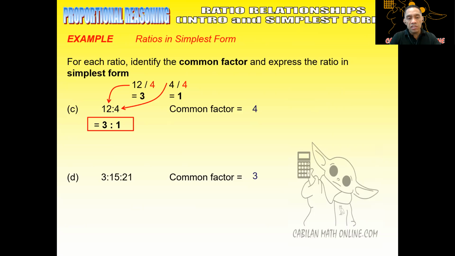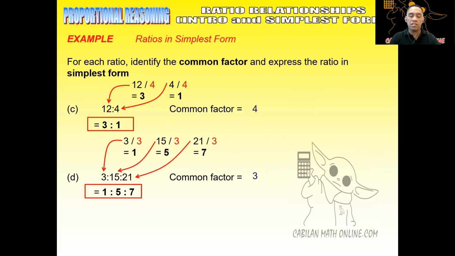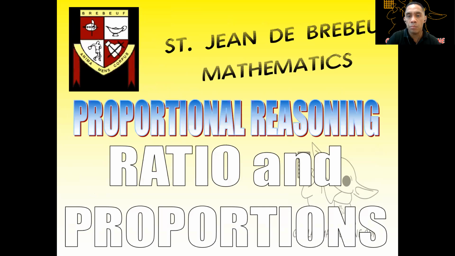So just like we did in the previous examples, we're just going to divide each one here by 3 to give us the numbers which will make up the ratio in simplest form. So when we take the 15, divide this by 3, it gives me 5, and we take the 21, divide it by 3, it gives me 7. So the ratio in simplest form for this one will be 1 to 5 to 7. Okay, that's pretty much it when it comes to expressing ratios and putting them into simplest form.